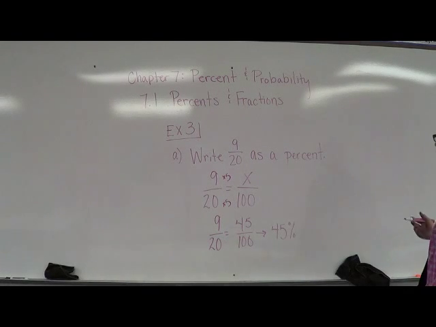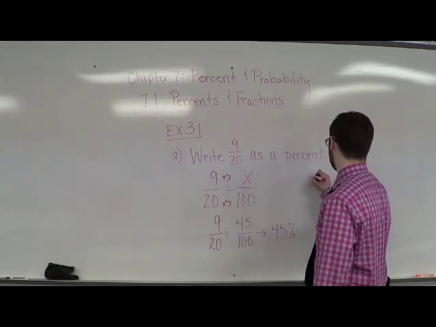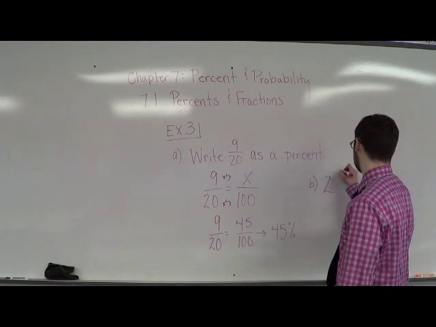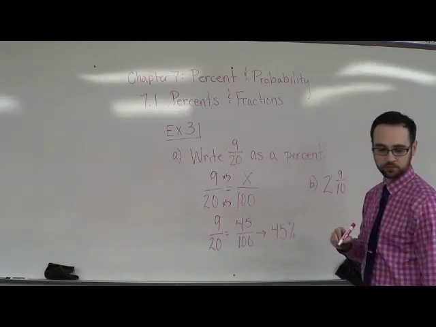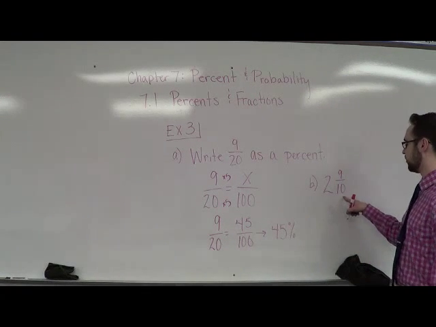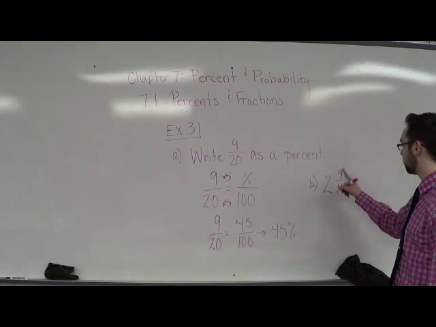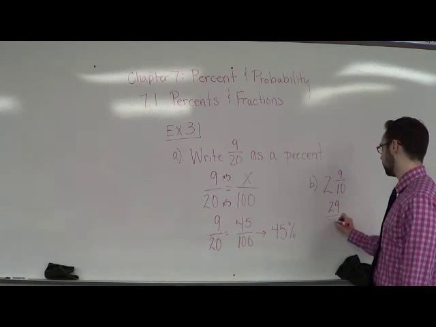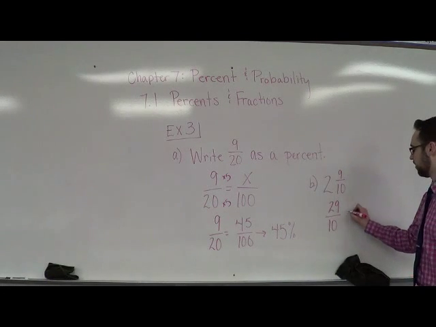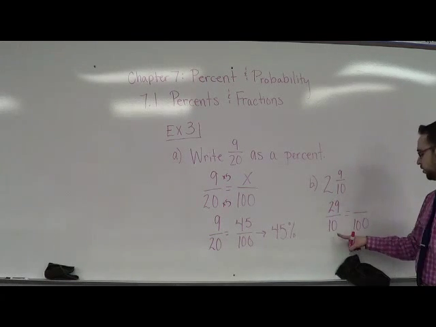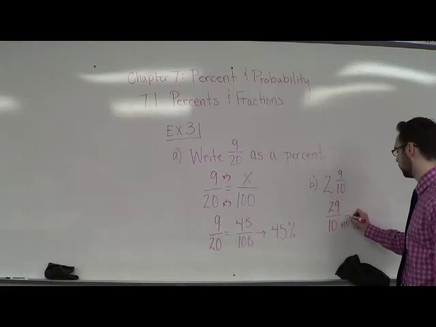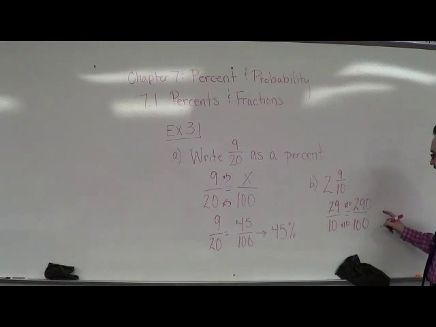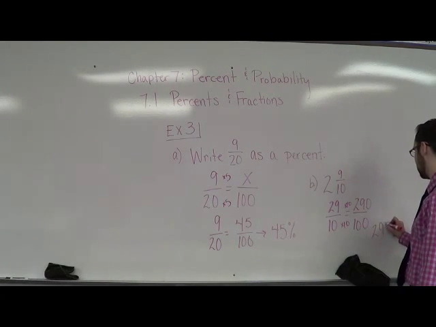Now, I can do that again with mixed numbers. We can look and we can say I have 2 9/10. And I'm going to write that as a percentage. Okay, so we need to write this in terms of an improper fraction. So 10 times 2 is 20 plus 9 is going to give me 29 over 10. And I want to know that's what out of 100? 10 times 10 is 100. So multiply the top by 10 and we get 290. Even though it's bigger, it's still fine. 290%.